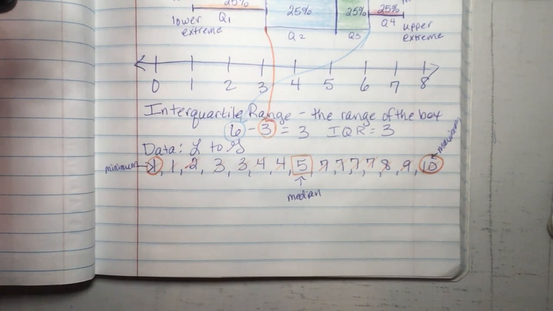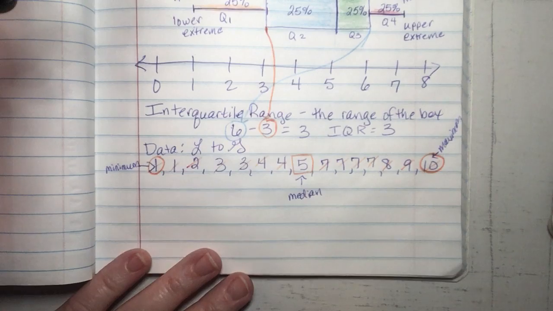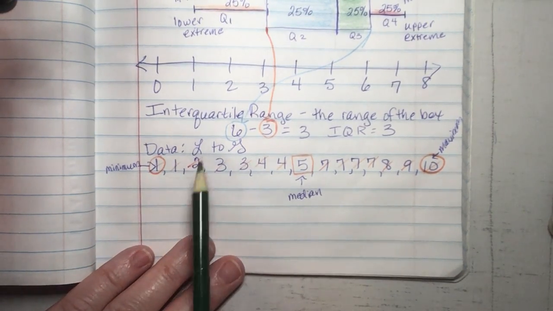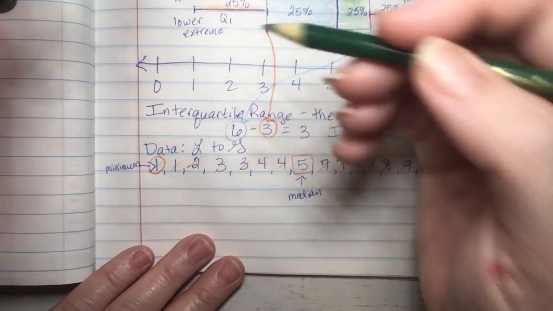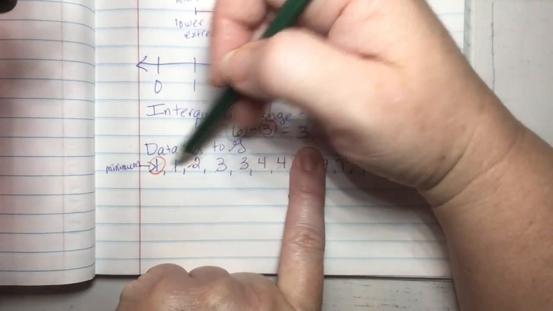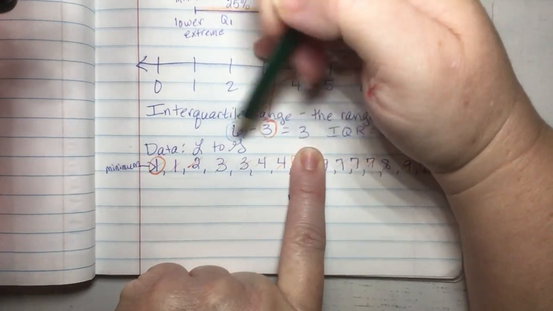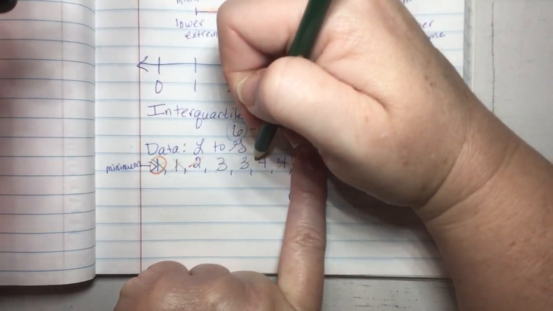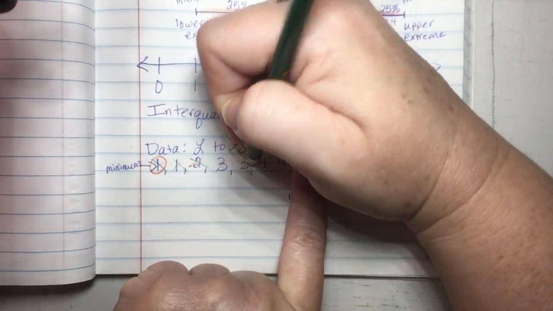Now we need to figure out where the lower quartile ends and where the upper quartile ends. So I'm going to take a different color and do the same thing. I'm going to find the median of the lower half and the median of the upper half. Same thing, so from here to here, you don't include the median. So low, high, low, high, low, high.